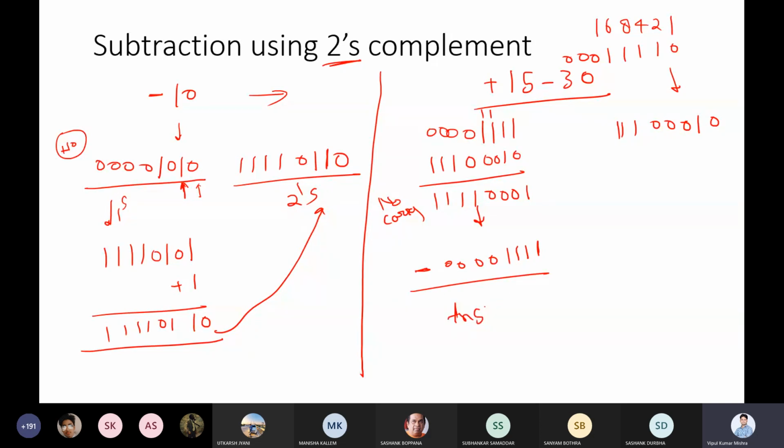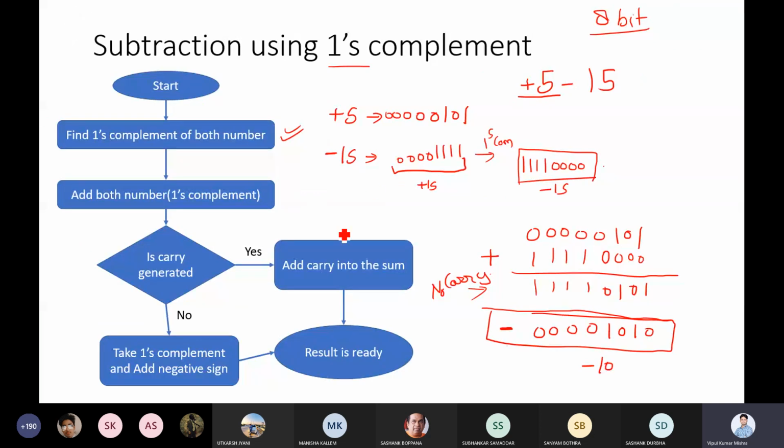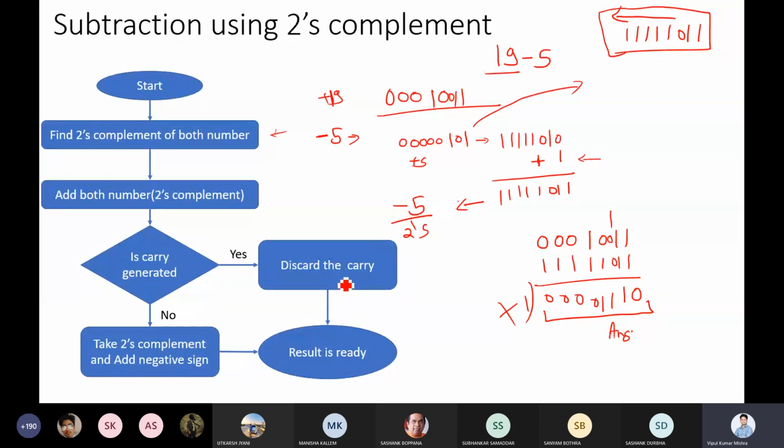Sir, if carry is generated, we'll add it or we'll just discard the carry? No, there will be no carry. Whenever you do not have any carry, then you have to take 2's complement and put a minus sign. If there is a carry in 2's complement, you have to discard it. In case of 1's complement, you need to add the carry, as we have done previously. But in case of 2's complement, you just need to discard it. That's it.